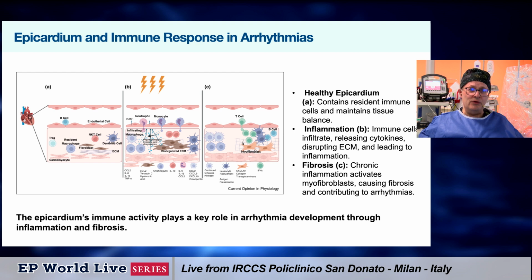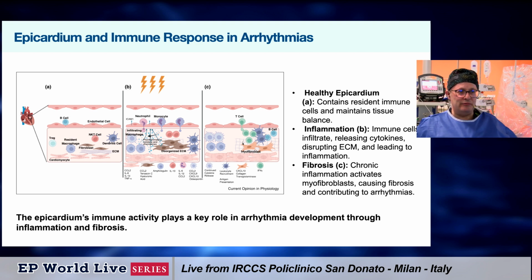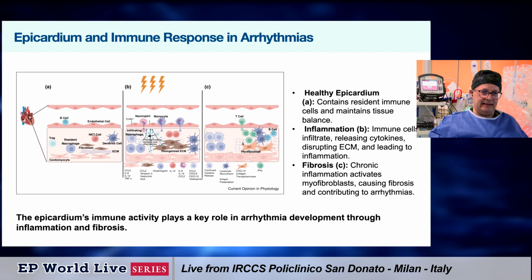And in very few cases, also the substrate of Brugada syndrome. And usually the chronic inflammation activates myofibroblasts, causing fibrosis and contributing to the arrhythmia mechanism. Don't forget, because in the future, most probably we have to take attention on this fifth chamber of the heart, because this chamber is the main player of many mechanisms causing sudden death.